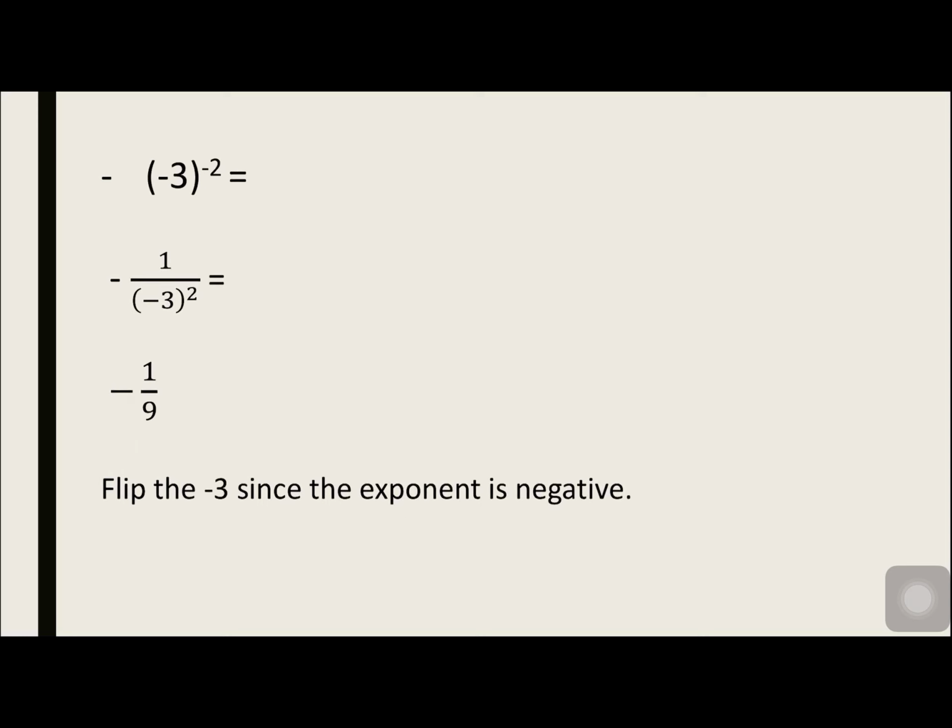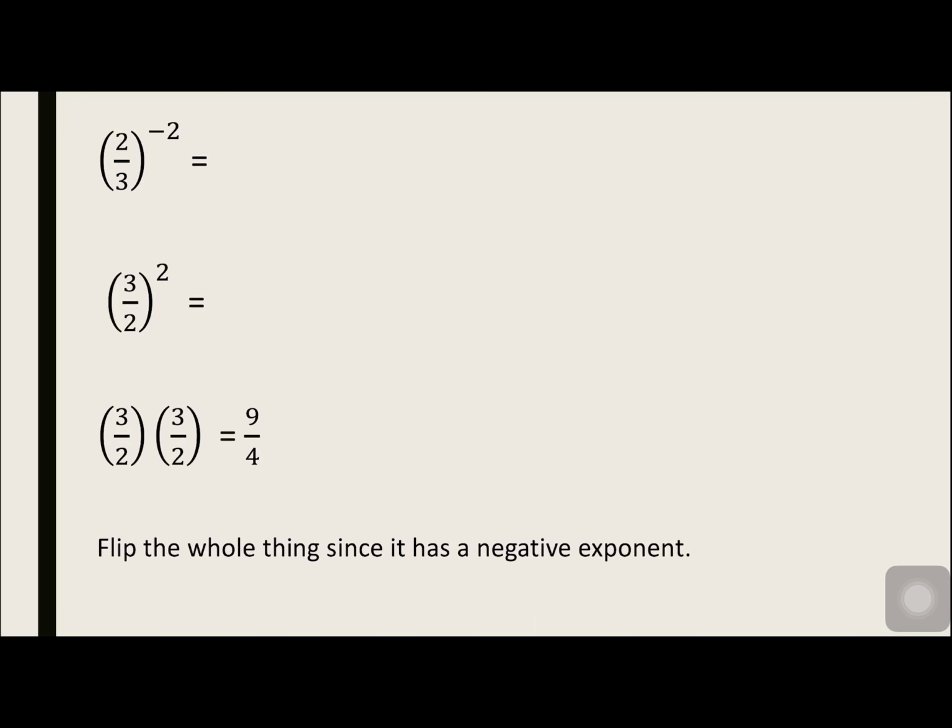Negative, parentheses, negative 3 close parentheses, to the negative 2. The negative in the front stays. The negative 3 goes to the bottom. The negative 2 turns into positive 2. It goes to the bottom because of the negative exponent. The negative in the front stays. Negative 3 times negative 3 equals positive 9.